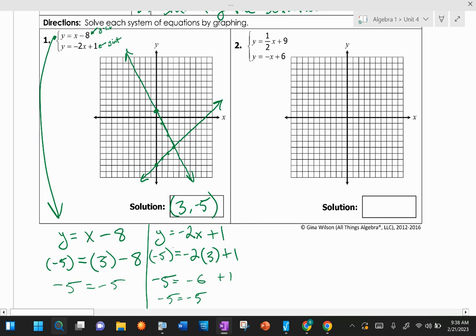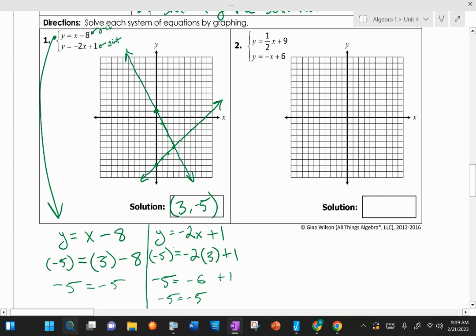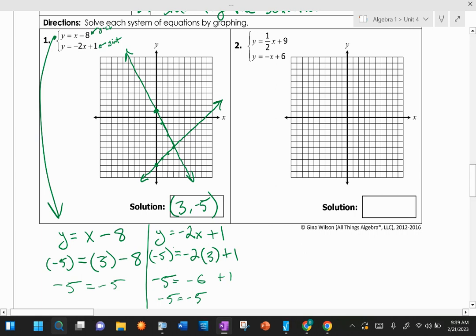I would like for you to try number 2 on your own. I'm going to give you about 2 minutes. Of course, when I say on your own, I mean you and the person you're working with.